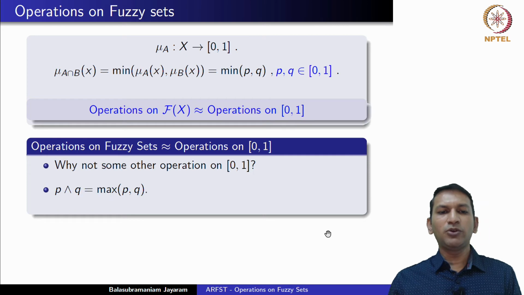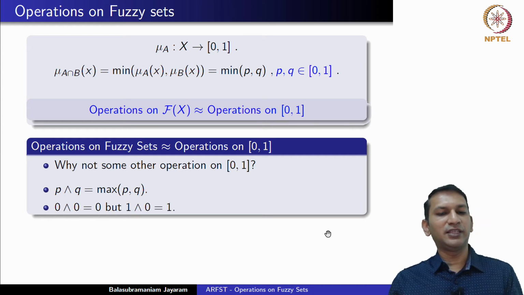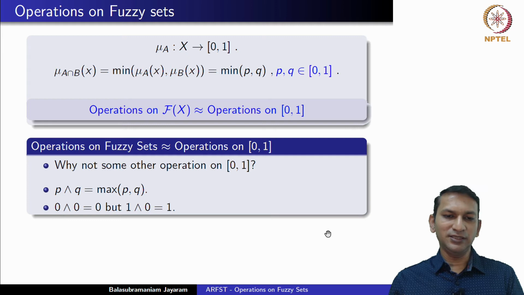Okay, what about considering just the simple max operation? Well, if we consider 0 for P and 0 for Q, yes, max of 0, 0 is 0. But if one of them is 1, we get that it is 1. So obviously, this does not capture the idea of conjunction on classical sets, nor does it capture the truth table that we have given for the conjunction.